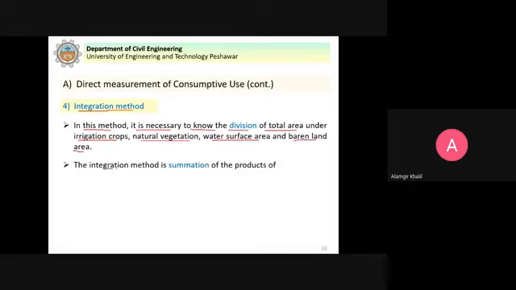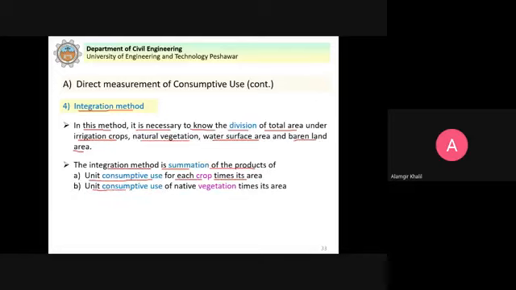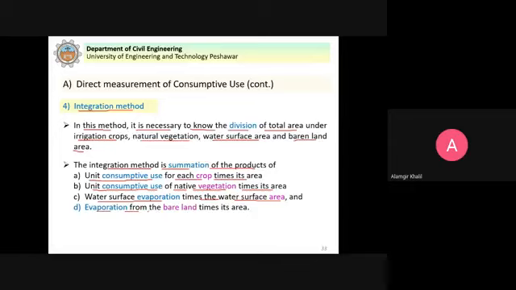The integration method is the summation of the products of unit consumptive use for each crop times its area, for the crops. Then we have unit consumptive use of native vegetation, or any other vegetation that may be present, times its area, water surface evaporation times the water surface area, and evaporation from the bare land times its area.